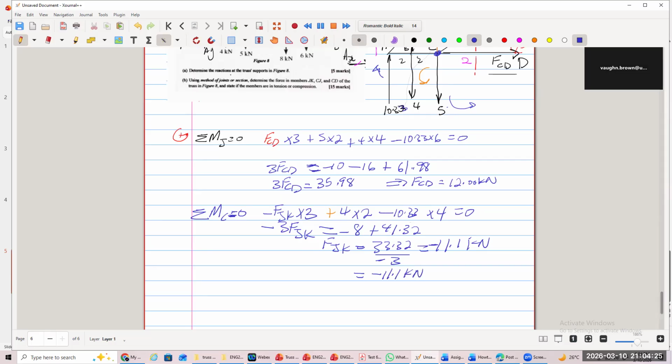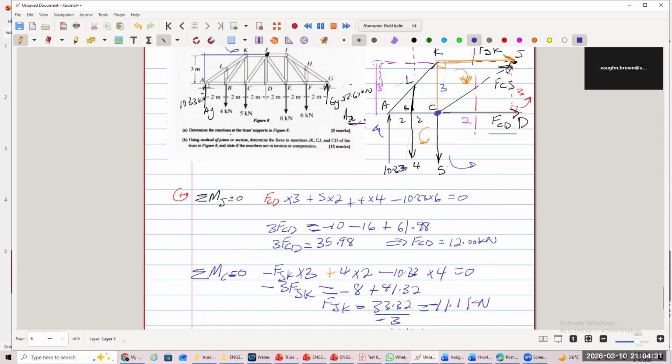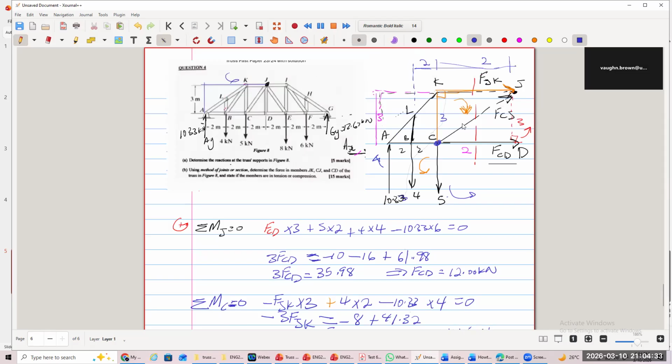So that gives you 11. All right. Only one force wasn't found. Let me show you how to find it. You don't have to take moment. It has 2 components, and you just need one of them. Let me just show you. It has 2 components. One in the X.